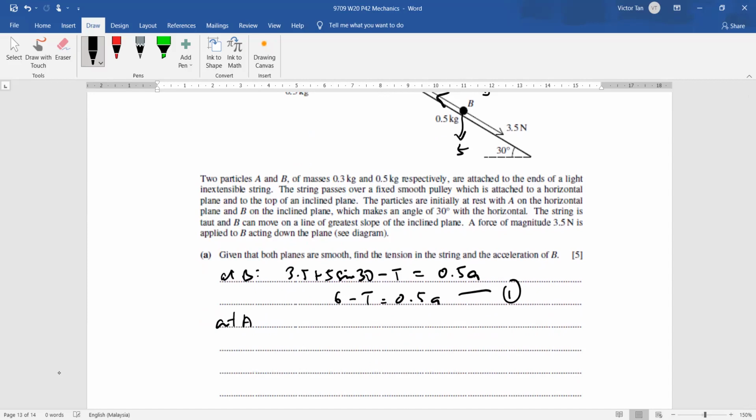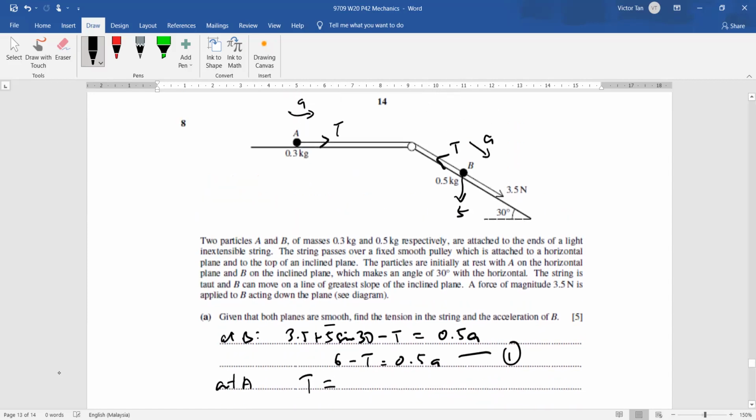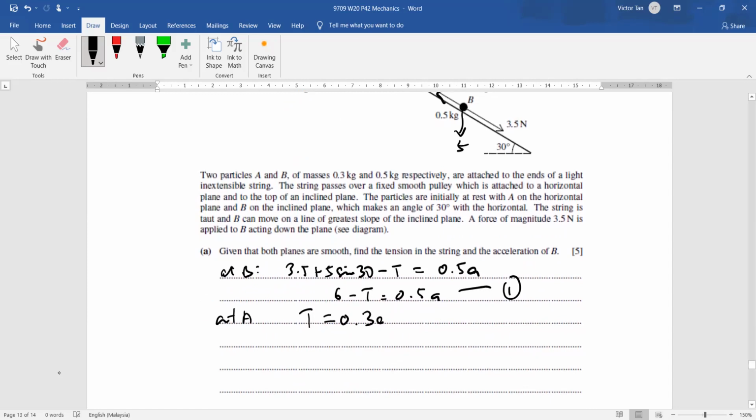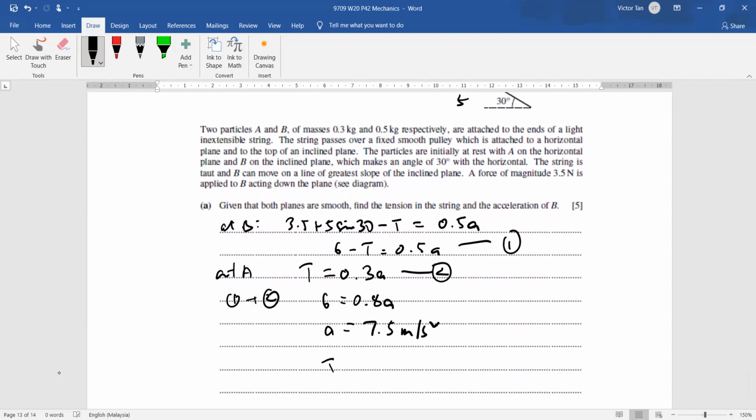At A, T equals 0.3 A. So adding 1 and 2, 6 equals 0.8 A. A equals 6 over 0.8, 7.5 meters per second squared. Therefore, T equals 0.3 times 7.5. T equals 2.25. Okay.